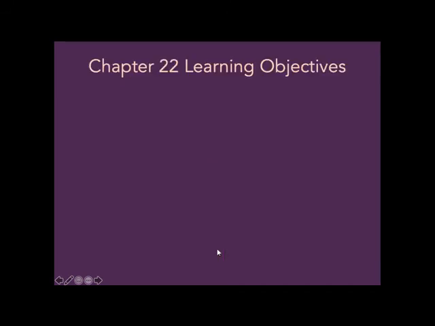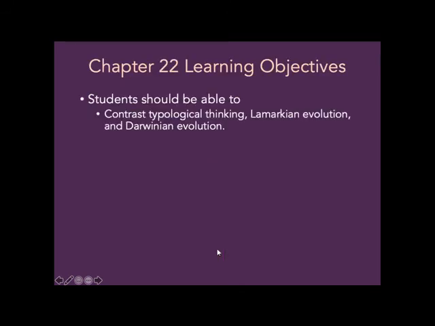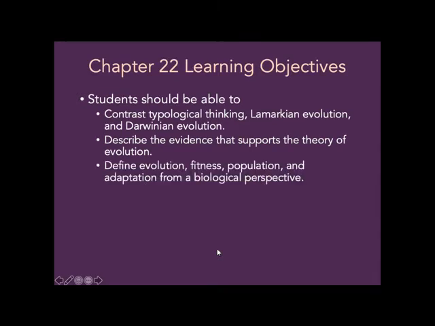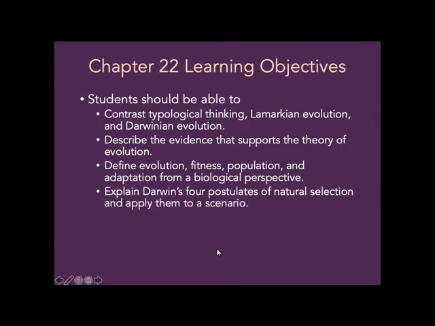So, by the end of this chapter, you should be able to contrast typological thinking with Lamarckian evolution and Darwinian evolution. You should be able to describe numerous kinds of evidence that we use to support the theory of evolution. You should be able to define terms like evolution, fitness, population, and adaptation using the biological definitions that we will be using in this course.